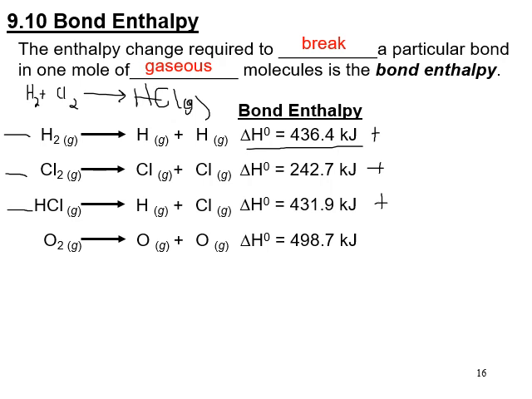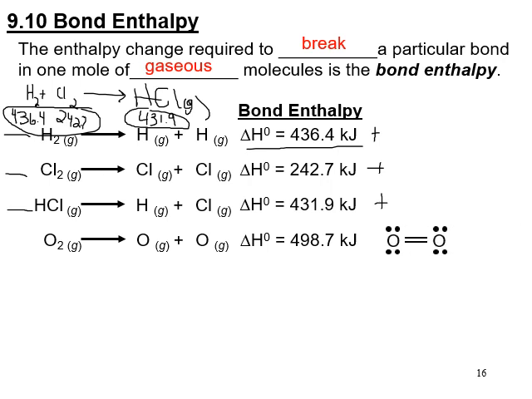Looking at these numbers, I would have to break the HH bond to the tune of 436.4 kilojoules. I'd have to break the ClCl bond to the tune of 242.7 kilojoules. But then I would have to make the HCl bond, and when I make that, 431 kilojoules is given off. So did I put in more than I got out, or did I get out more than I put in? That's how you can determine whether or not these reactions are endothermic or exothermic. Looking at the numbers, it looks like I put in more than I got out, and this would be an endothermic exchange.